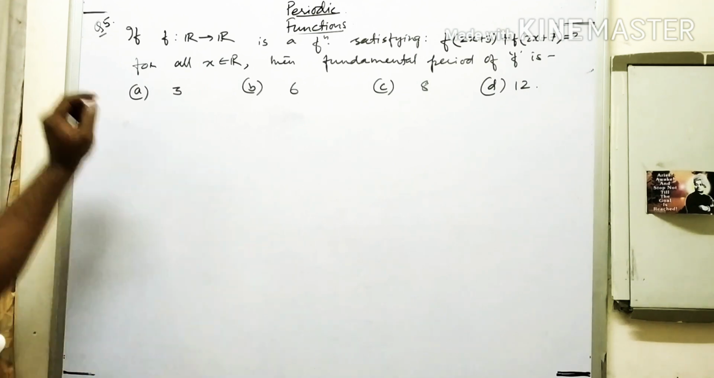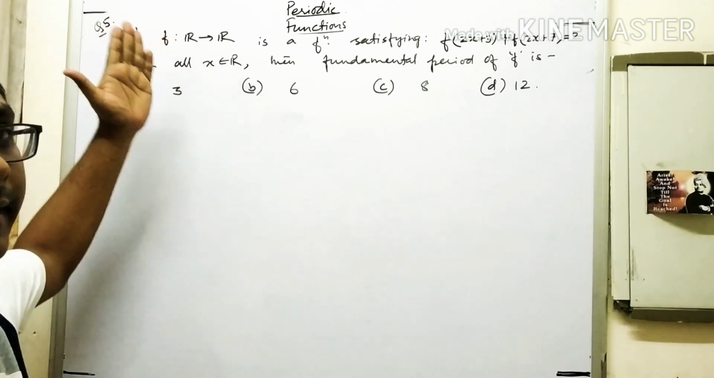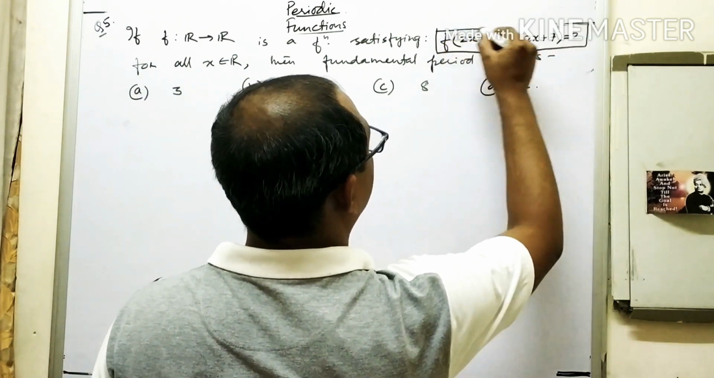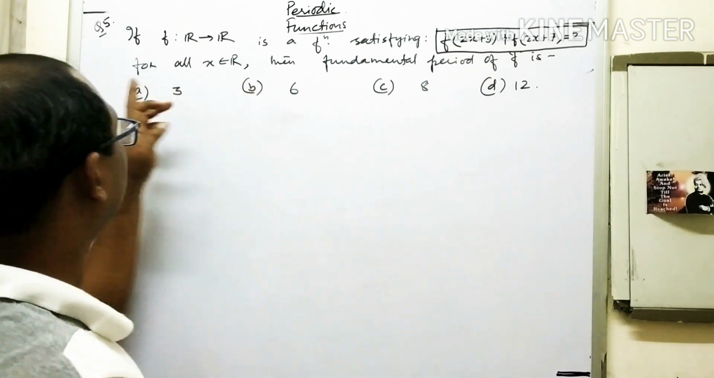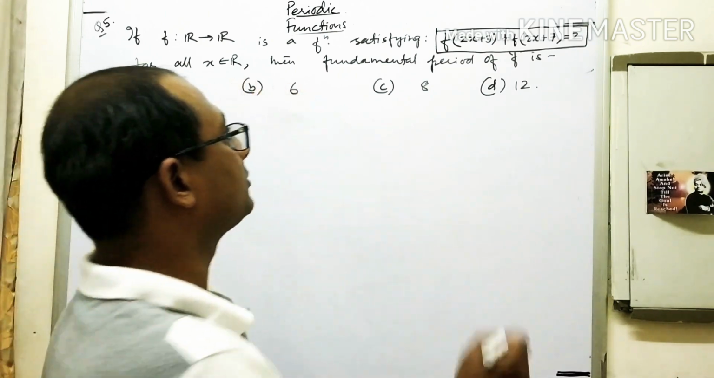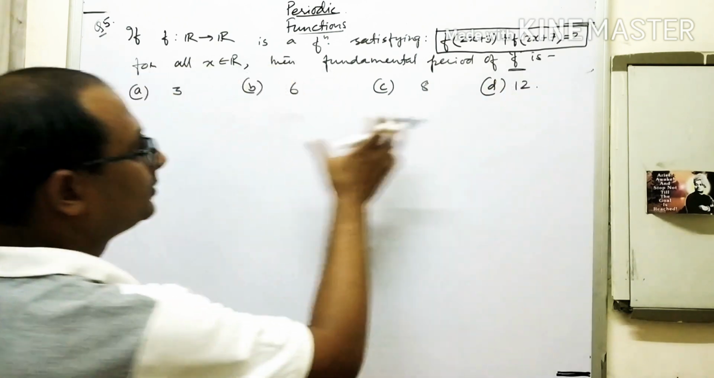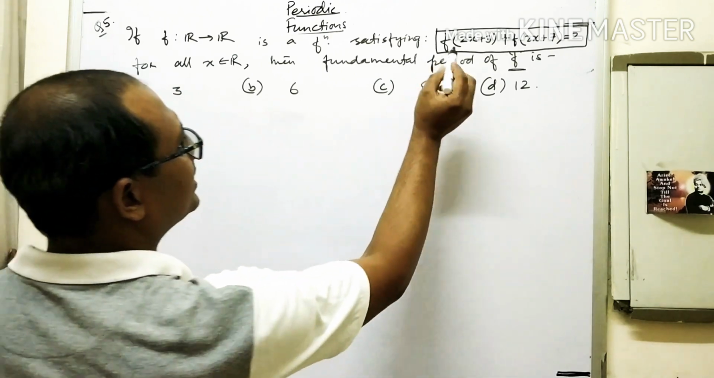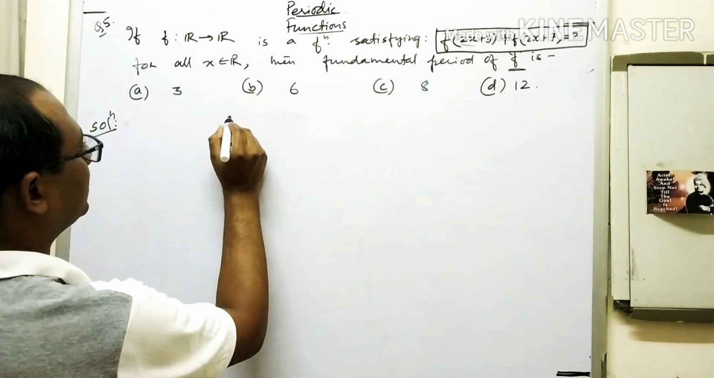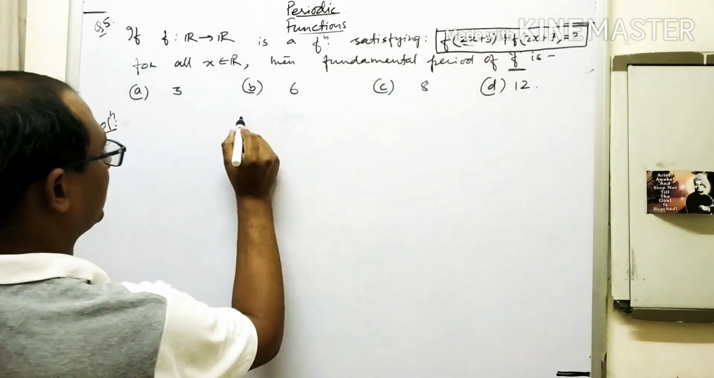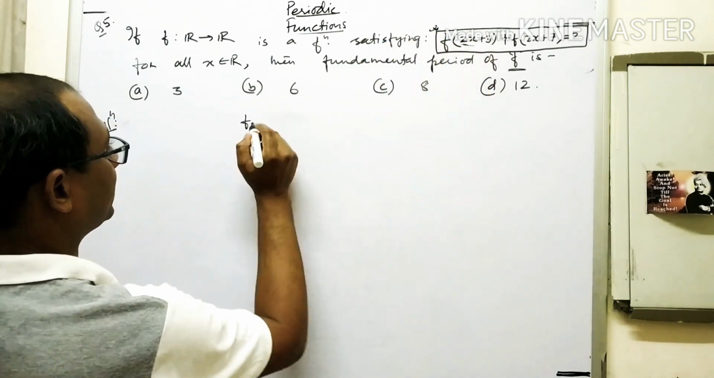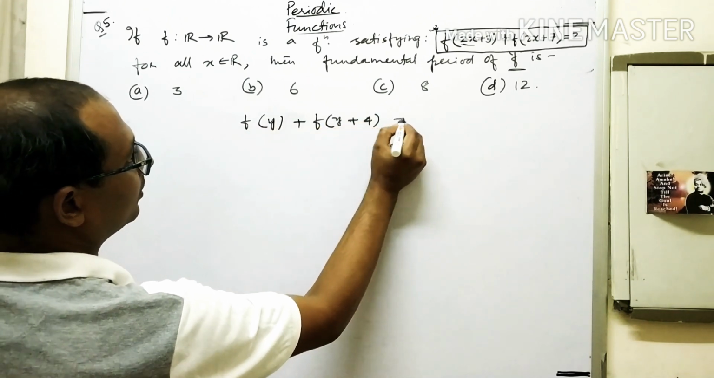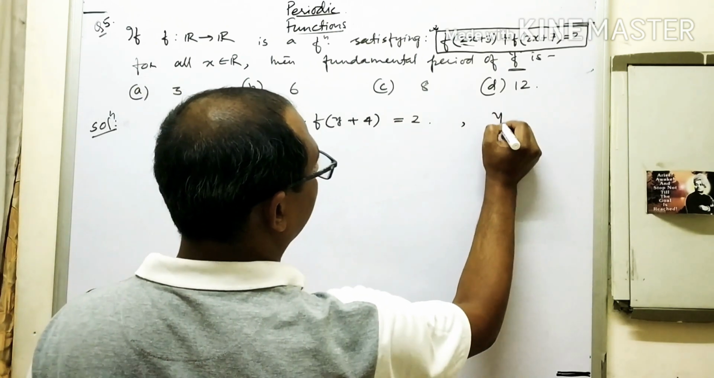Okay, the next question is this. If f from R to R, that is real number to real number, is a function satisfying this condition, f of 2x plus 3 plus f of 2x plus 7 equal to 2 for all x belonging to R, then we have to find out the fundamental period of f. Okay, so we'll start this question like this. It's an easy question. So we'll take 2x plus 3 as y. If I replace 2x plus 3 with y, this function will be reduced to f of y plus f of y plus 4 equal to 2. So we are writing y equal to 2x plus 3.